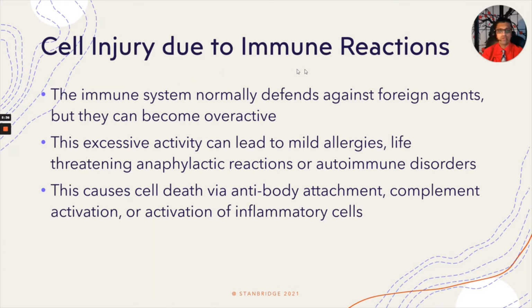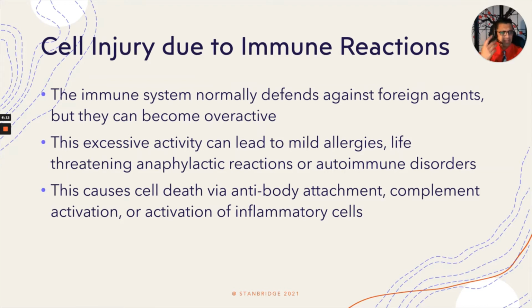Cell injury due to immune reactions. Now, the immune system normally defends against foreign agents, but they can become overreactive. This excessive activity can lead to mild allergies, life-threatening anaphylactic reactions, or autoimmune disorders. So when your immune system is hypersensitive, right? So that is what allergies are. Let's take pollen, for example. If you're allergic to pollen, cat hair, dust, those are actually non-threatening, but your body thinks that it's threatening, so it mounts an allergic reaction to it.